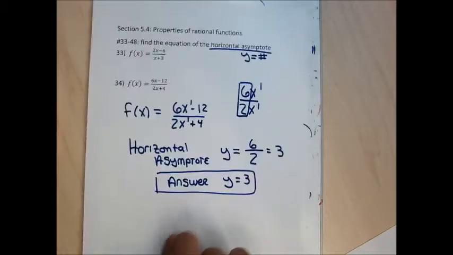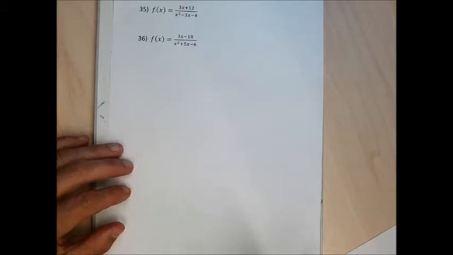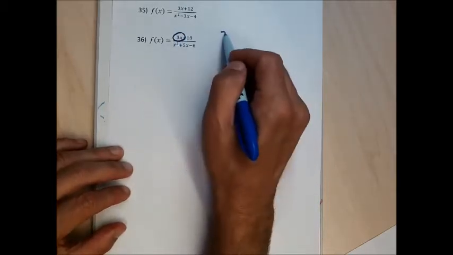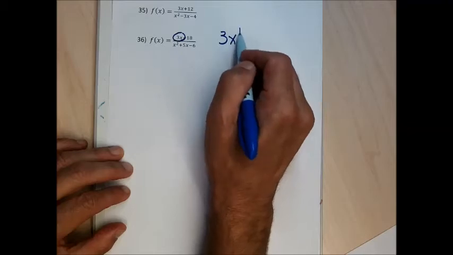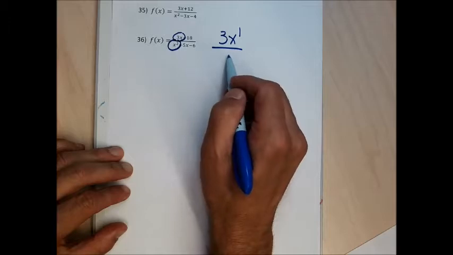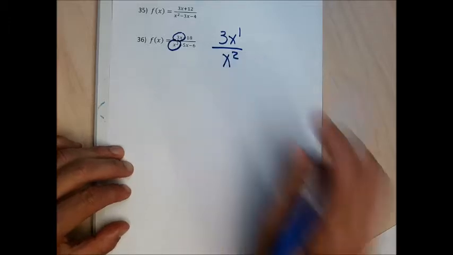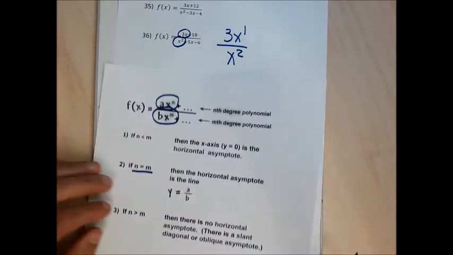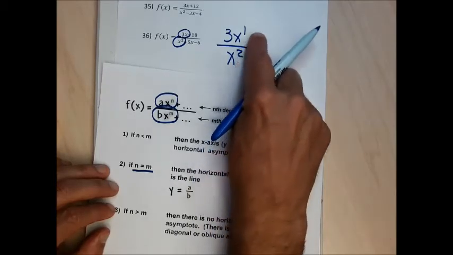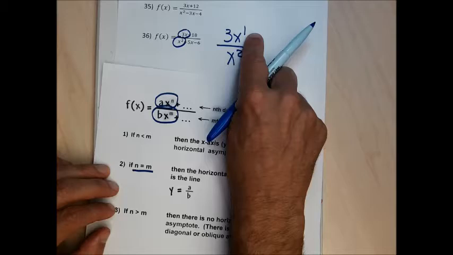And I'll go on and do problem 36. And in problem 36, in the numerator, I'm looking at the term with the highest exponent, which is 3x to the first power. In the denominator, I'm looking at only the term with the highest exponent, which is x to the second power. In this case, the highest exponent in the denominator, with the x squared, is bigger than the highest exponent in the numerator, which is the 1.